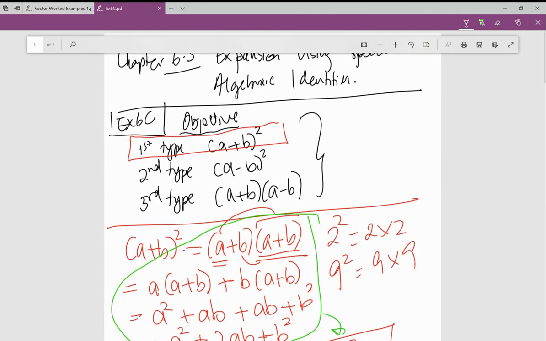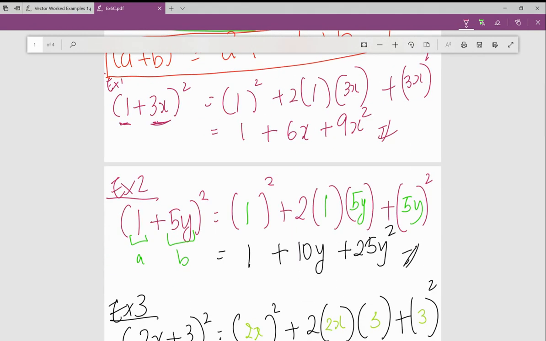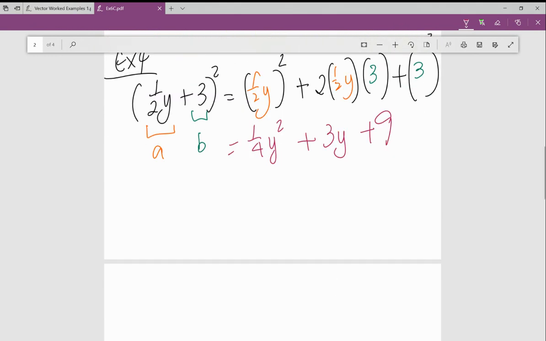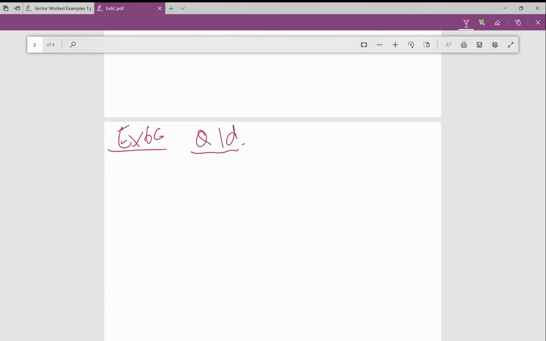So let's go back to the original objective. The objective is you must know how to expand a plus b squared. So for example, if I give you a question like this, you should be able to answer it. I'm going to try one question from exercise 6C. Exercise 6C, question 1B. So after this, you can copy this inside your workbook.